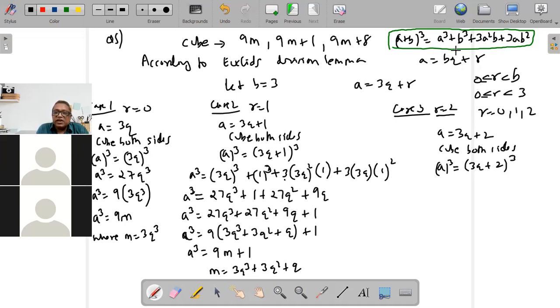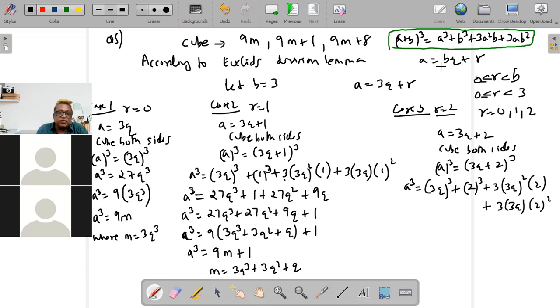यहाँ पे भी आपको यही आइडेंटिटी लगाना है, (a plus b) whole cube का, a cube plus b cube plus 3a square b plus 3ab square. This identity you have to note down. So I'm going to use the same identity. I will get (3q) whole cube into 2 plus 3 into a square into b plus 3 into a into b square. So 3 into 3.